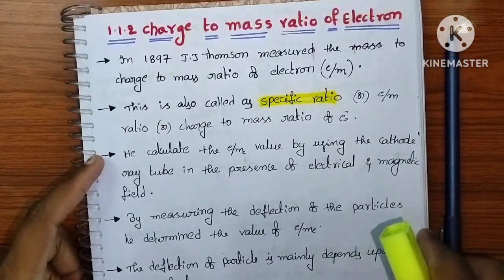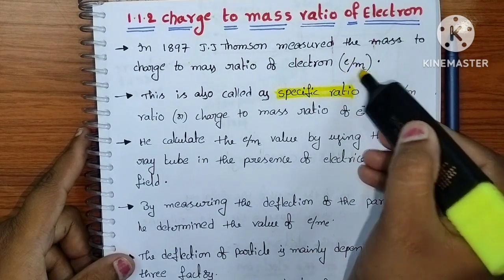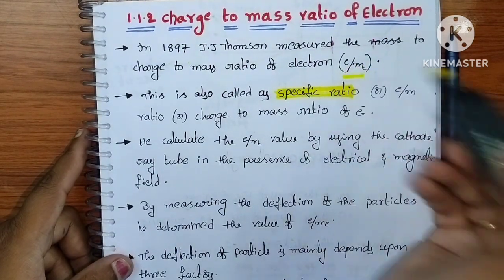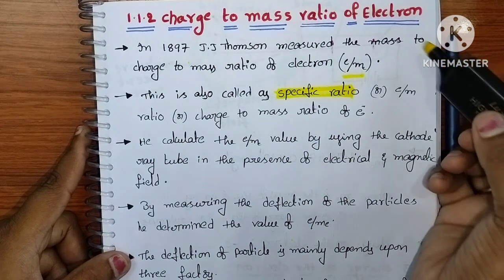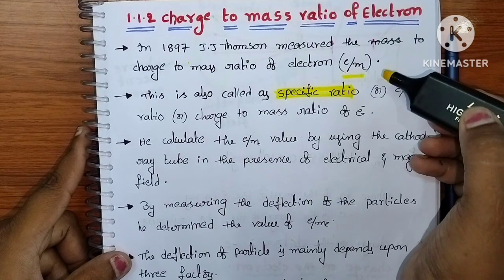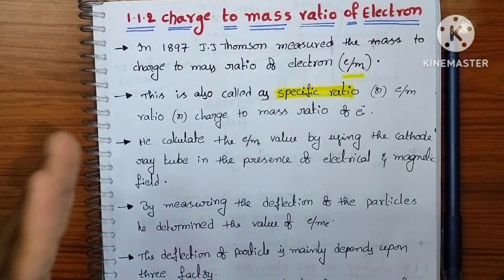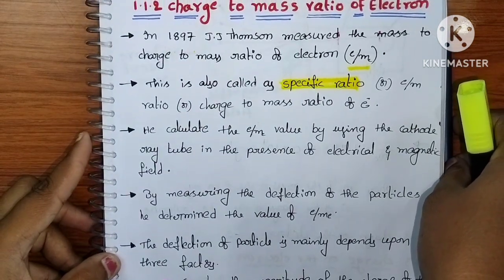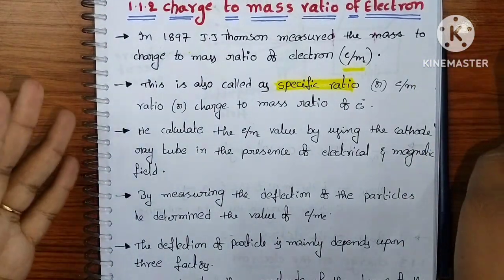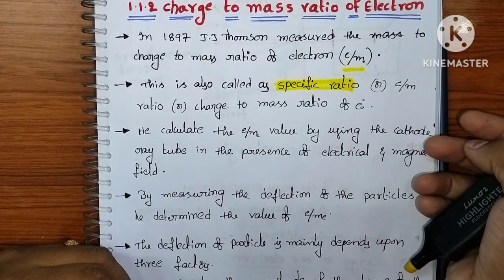After the discovery of electron, J.J. Thomson also wanted to determine the e by m value of the electron. For this measurement of the e by m value, he used the same discharge tube that he used in the discovery of electron, with some extensions.